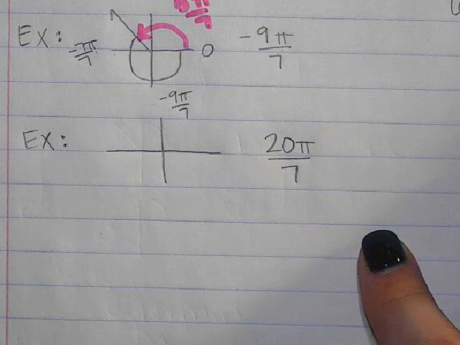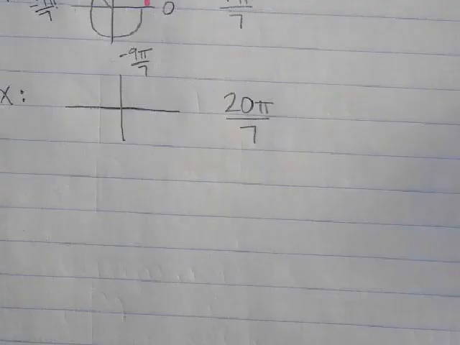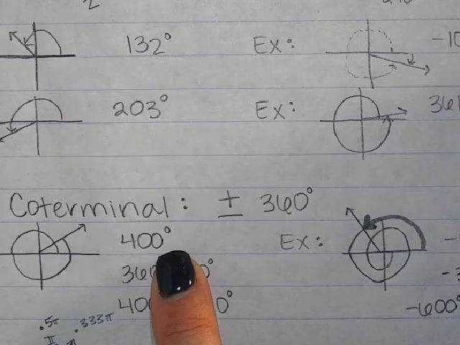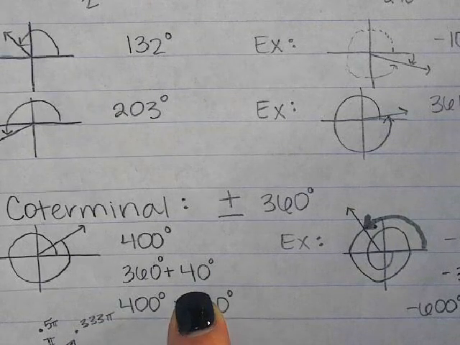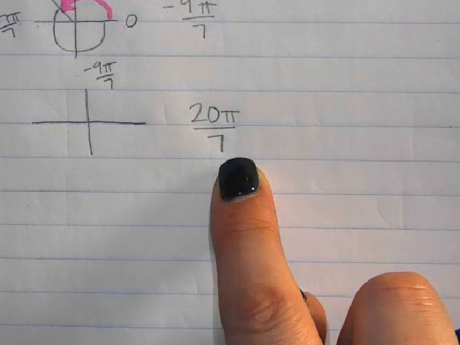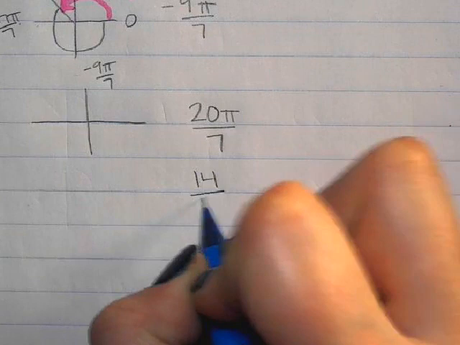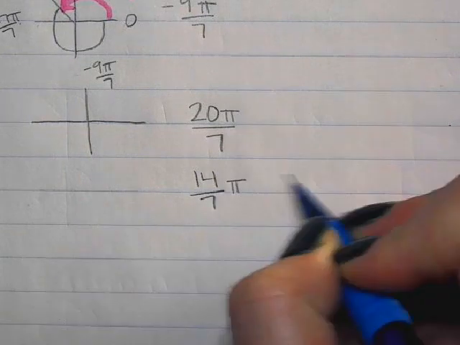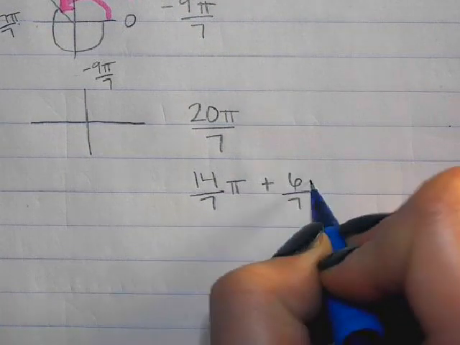Okay. So before we go on, we're going to do kind of what we did with the degree measure. If you look back at what we did with the degree measure, when we had the degree measure that was 400, we rewrote it as a full circle plus 40. See that? We're going to do the same thing. So a full circle in terms of sevenths would be how many sevenths? 14. So 14 sevenths is a full circle. So this is 14 sevenths plus how many more sevenths? 6. Because 14 plus 6 is 20.